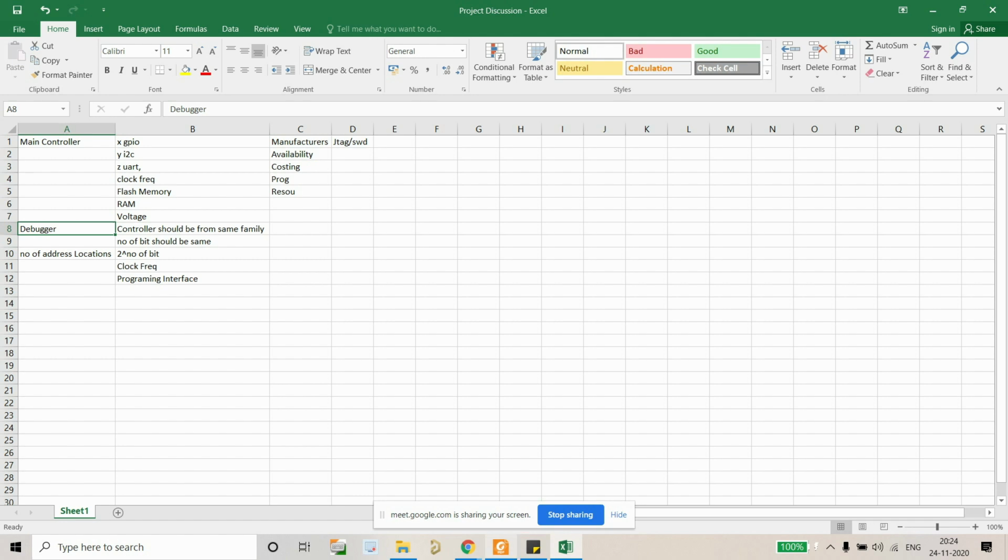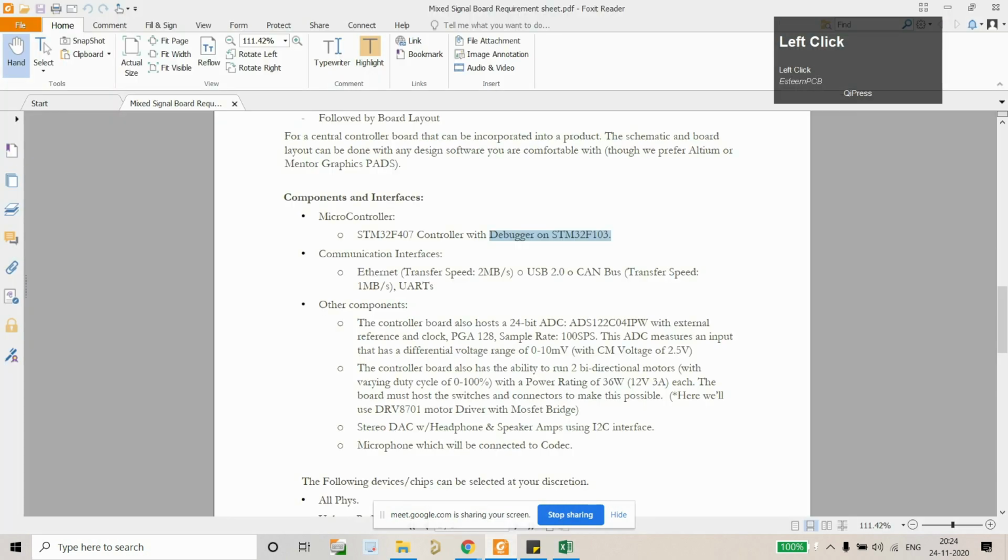So from here we know the role of our main controller and how we have selected it. If we don't know which controller we are going to use, we have to analyze all the peripherals that we're going to connect, see what the requirements of our controller are, and then go to different manufacturers and see the availability of resources, etc.